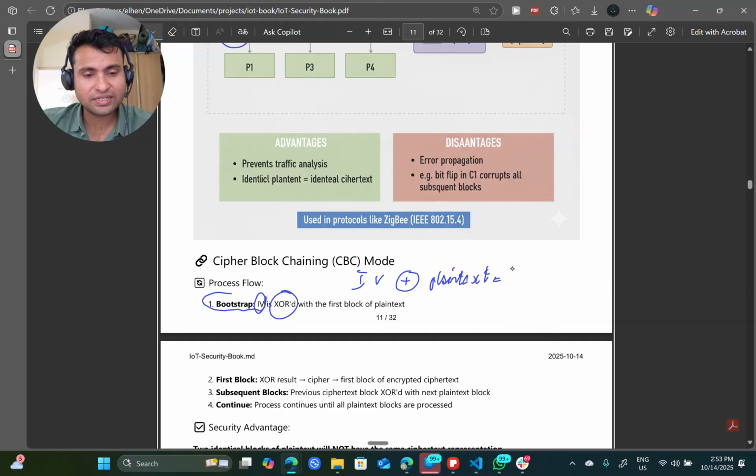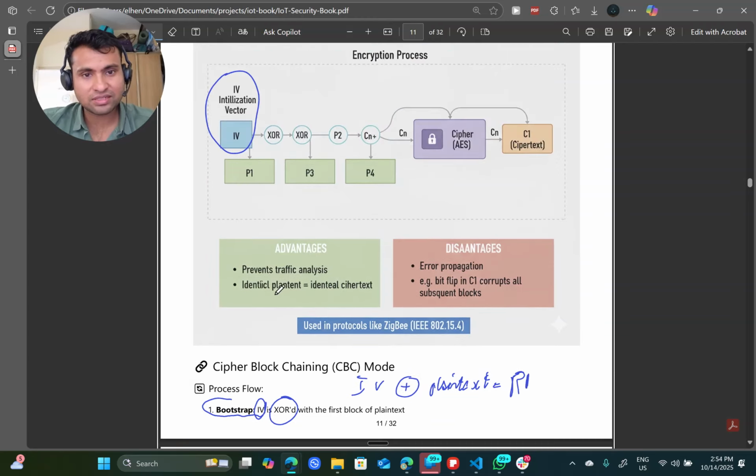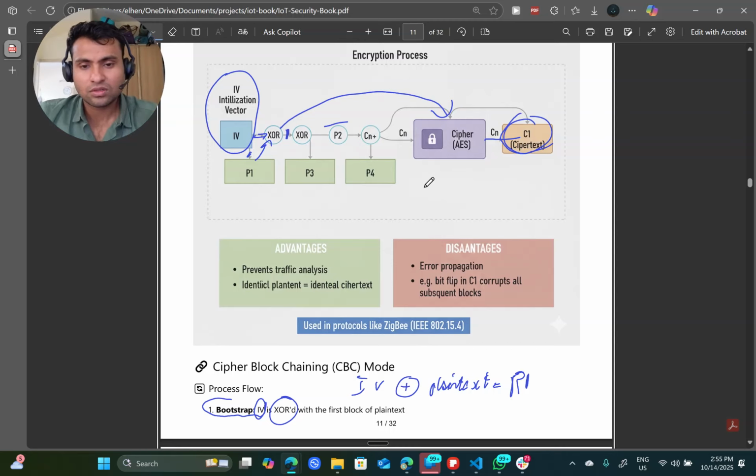And this plain text, whatever this result is, I'll call it R1, let's say. Now this R1 is sent directly, this XOR combination of the plain text. Once we XOR, this is sent to the cipher, AES or whatever, and we obtain the first block of ciphertext. The image here is slightly misleading.